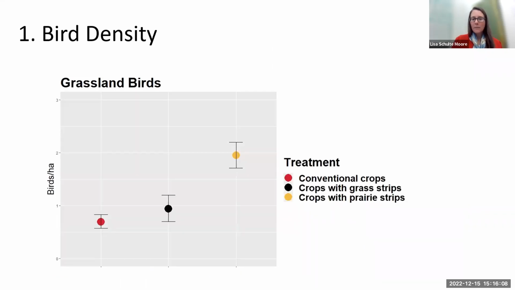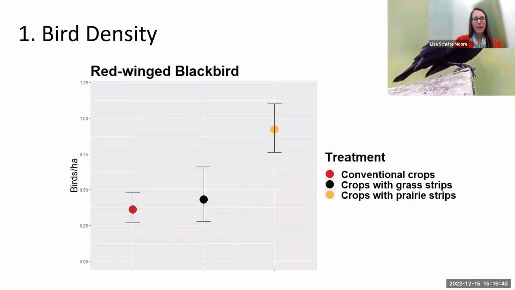In terms of the grassland bird density, you can see our results here with clear differences between farm fields. Again, these are corn and soybean fields that have prairie strips versus farm fields that do not. They either have a conventional corn or soybean crop, or corn and soybean crops with a grass strip, which is typically comprised of the cool season grass, smooth brome. So statistically different, and more grassland birds were found on farms that have the prairie strips.